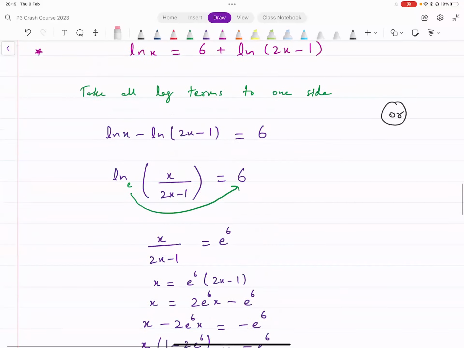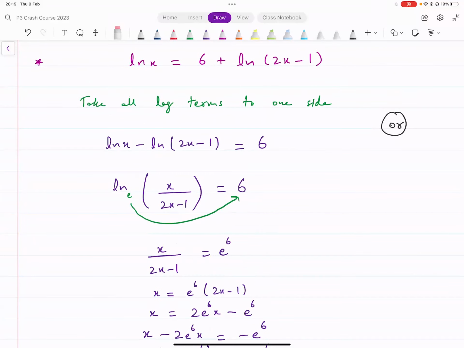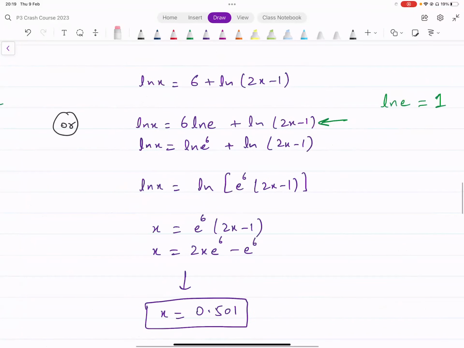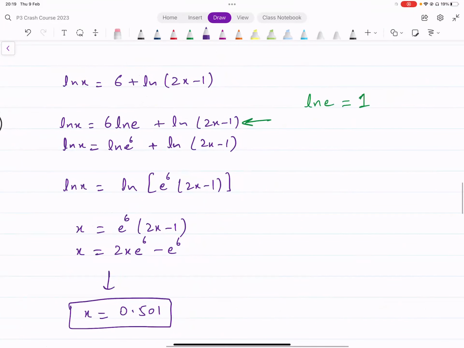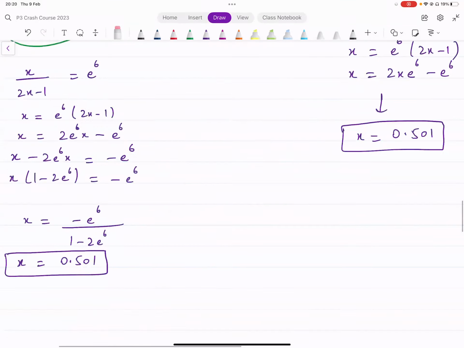Another method for solving this equation was that you convert this 6 to log form as well. How does that work? You multiply by ln e, which is actually 1, and then take the 6 to the power, and then use the multiplication law. And after that, just get rid of the logs. After making them one single log on both sides, you just equate the parts that are inside the log. So this is what we did.